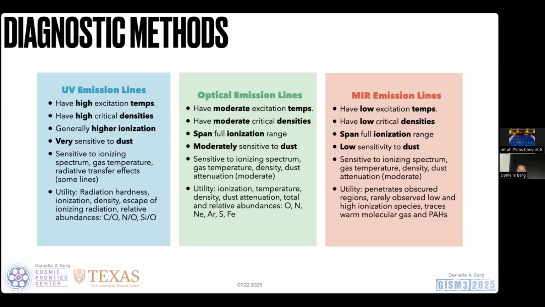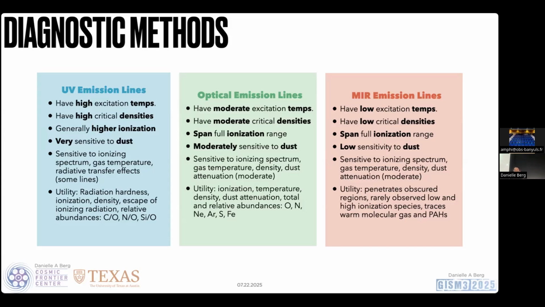Utility for UV lines. We use it a lot for radiation hardness, our ionization, because we can just even see our spectral slope. We can do some ionization densities there, escape of ionizing radiation, relative abundances. I'm referring to emission lines here. You can do a lot more abundances with absorption lines. In the optical, we're going to do, again, ionization, temperature, density, dust attenuation from our Balmer lines, total and relative abundances.